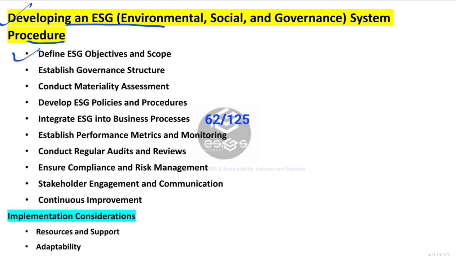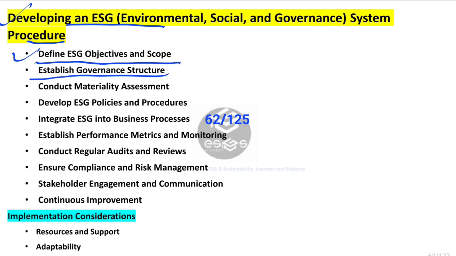So first is define the ESG objectives and the scope. The objectives will be like clearly articulating the organization's goals for integrating ESG considerations into its operations and decision making processes. In the scope, we define the scope of the ESG system, including environmental, social, and governance aspects to be addressed, and specify the organizational units or facilities covered.